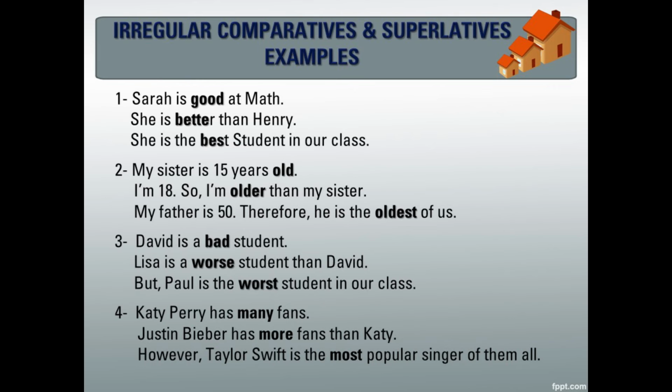2. My sister is 15 years old. I'm 18. So, I'm older than my sister. My father is 50. Therefore, he is the oldest of us.